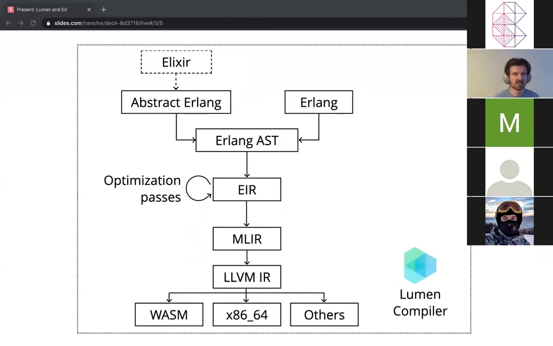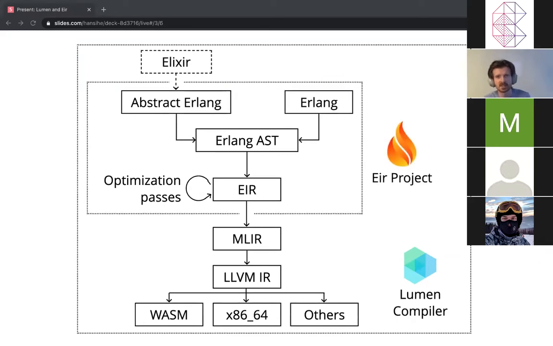So all of this, the entire pipeline, is the Lumen compiler. You take the Lumen compiler, you run it on your project, and you get an executable for your target. But what's also interesting is that the upper layers here that are specific to Erlang and Beam languages are not specific to Lumen at all. They're in a separate repo, a separate project that's called EIR.